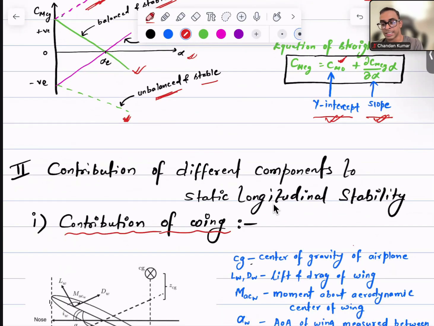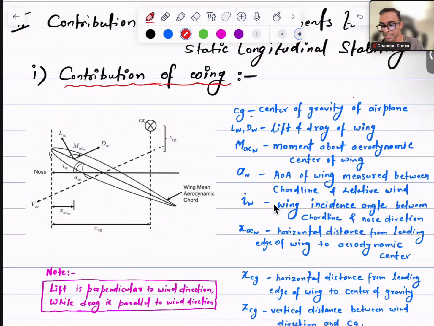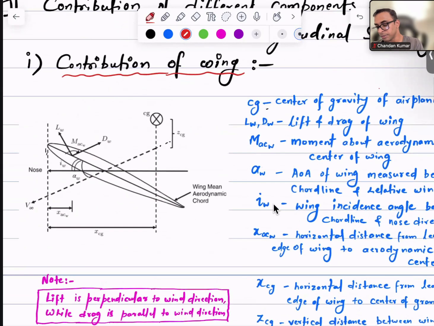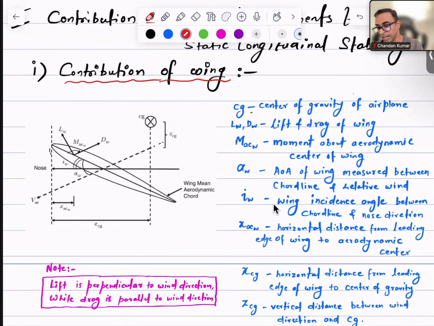And when I say contribution, basically we are going to look into how this wing is contributing to this y-intercept, which is over here, this particular variable, and how the wing is going to contribute to the slope. So before getting into the mathematical details, first we look into this figure over here to understand some of the variables, so that it will be easier for us to look into the maths which is further down.